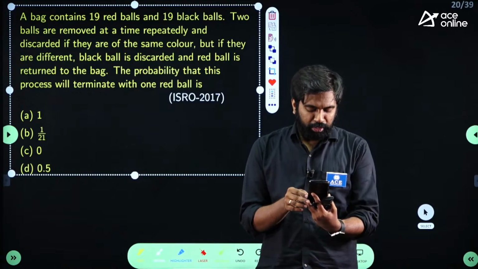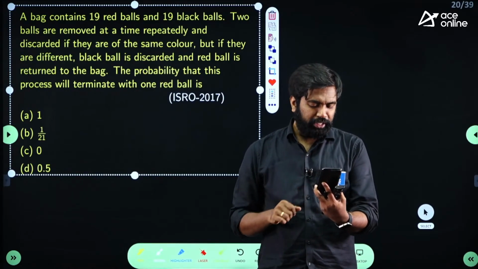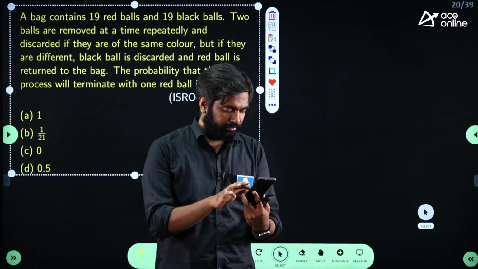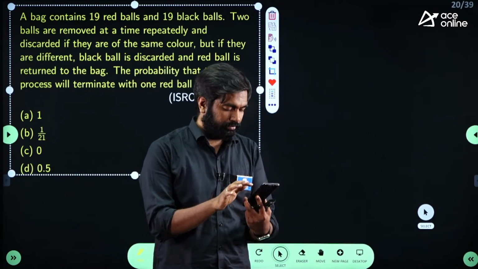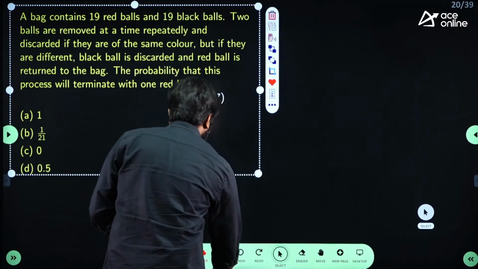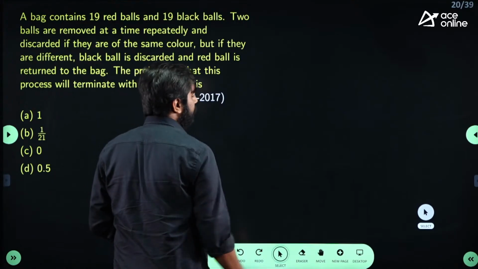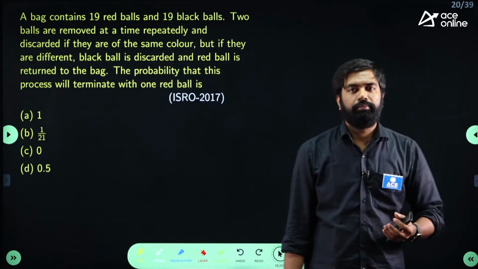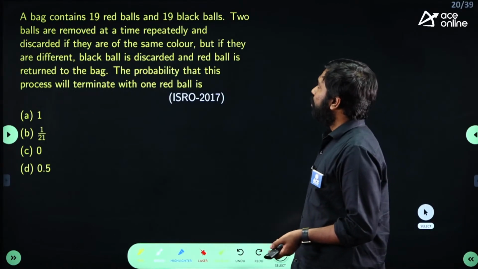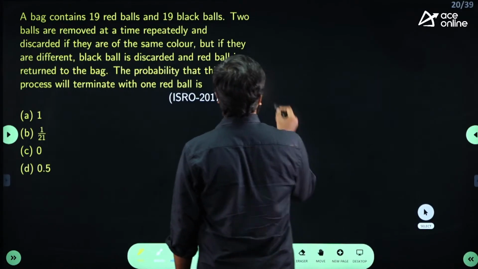Somdeep Bose says 1 by 144 for the earlier problem. I hope Somdeep Bose has understood. Okay. I'll give you 1 more minute. You can go through this. A bag contains 19 red balls and 19 black balls. So let's write like this.